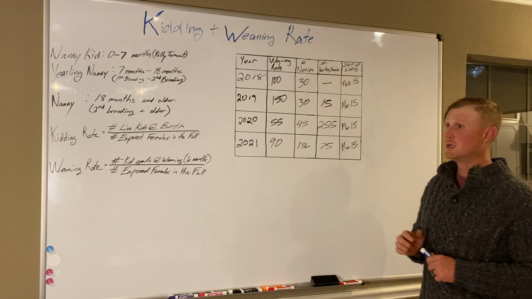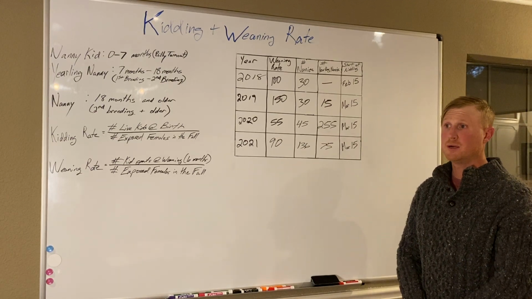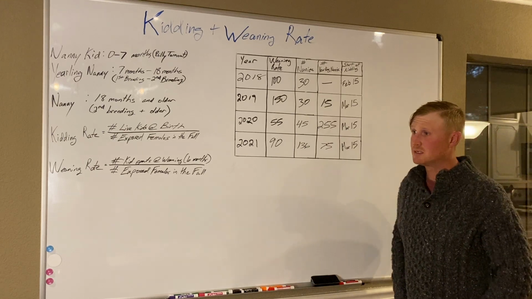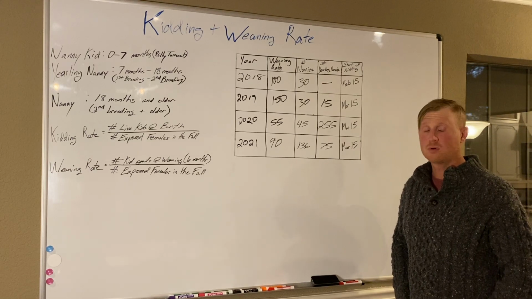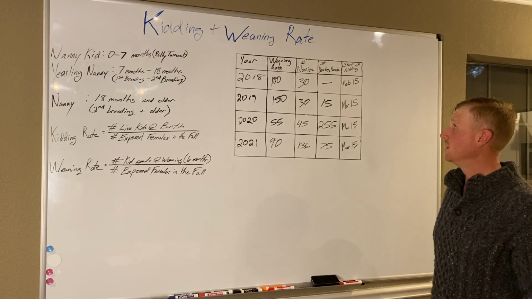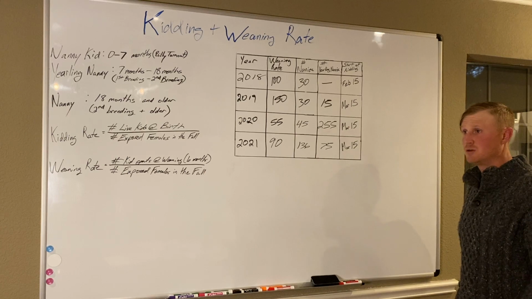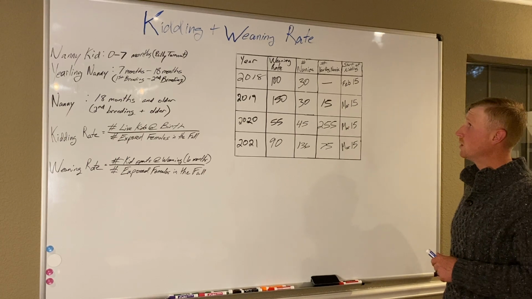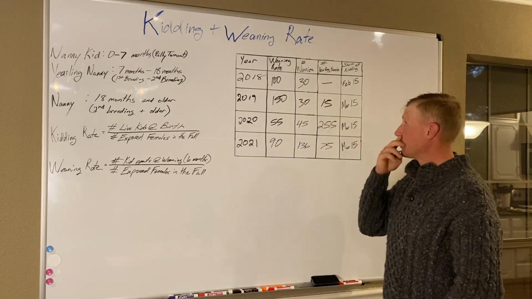North Texas, you can certainly have winter storms in late February and early March, and that's exactly what happened to us. We had some winter storms right there the second or third or fourth week of February, and we suffered a lot of dead kids due to that, being kidding out in a pasture setting and not having any kind of infrastructure to deal with that. So that certainly affected that weaning rate right there.